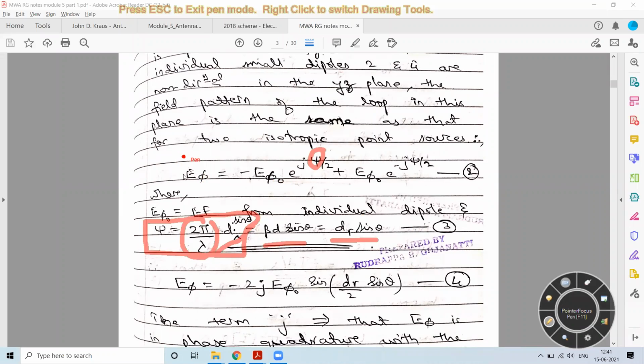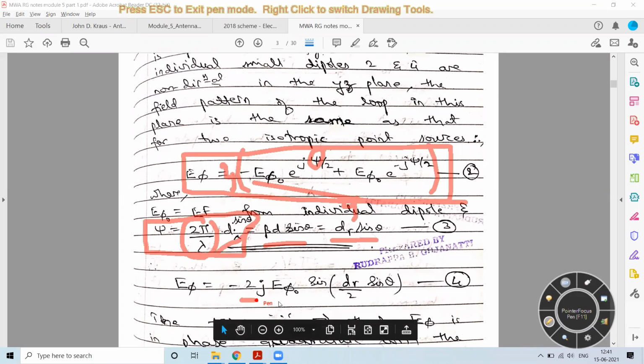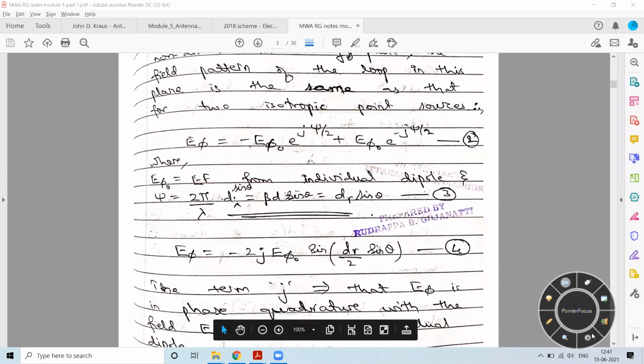Now when I simplify this parameter, I multiply this one with 2j and divide by 2j. So what happens is I'll be having minus of 2j into E phi naught. This is anyways common, so you can remove it. And the remaining parameter we'll be having will be nothing but sine of psi by 2.